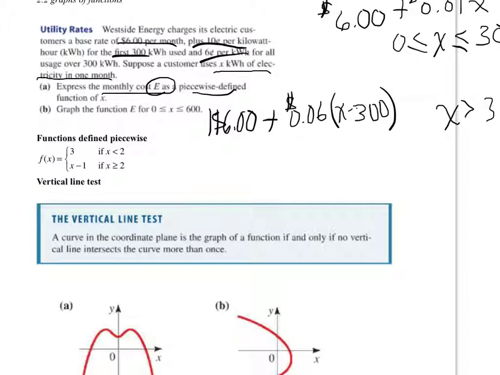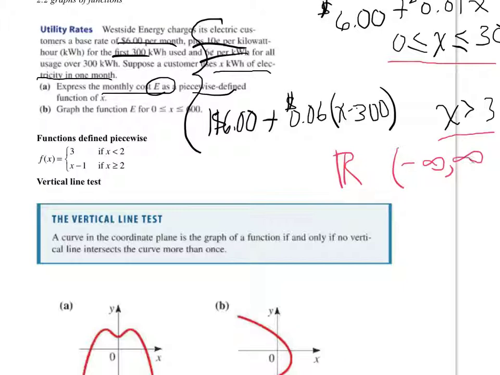This is a piecewise function because the domain, and you see the domain here, is from 0 to 300 inclusive and then greater than 300. So the domain is actually all real numbers, or you can indicate that as minus infinity to infinity. It's just split into two pieces, and that's why it's called a piecewise function. The domain is split into two pieces, and that determines how you calculate the value, based on the part of the domain that you're in.